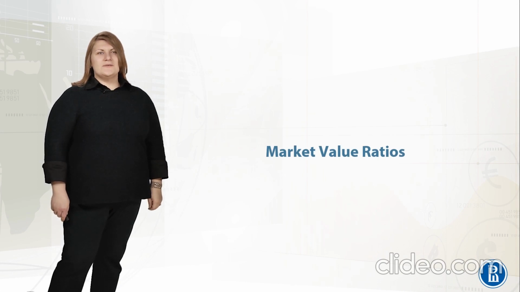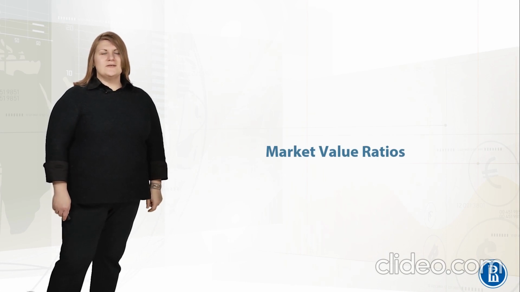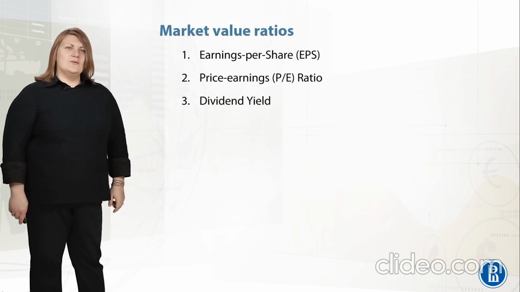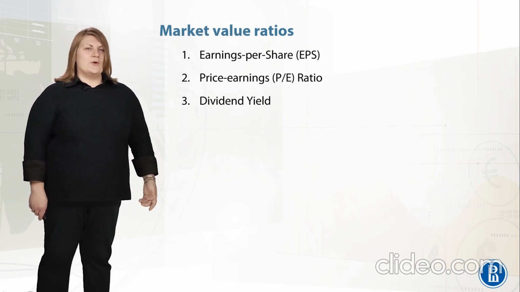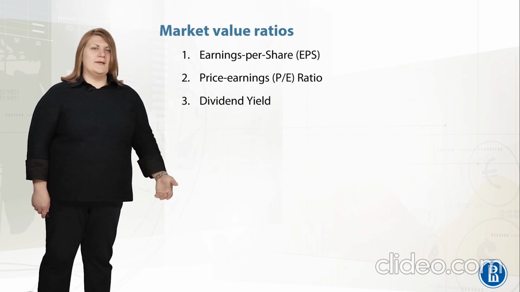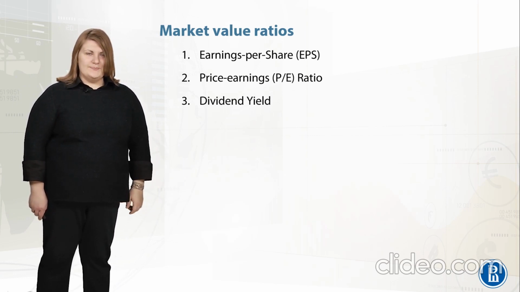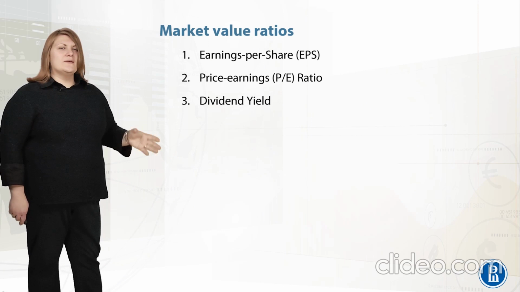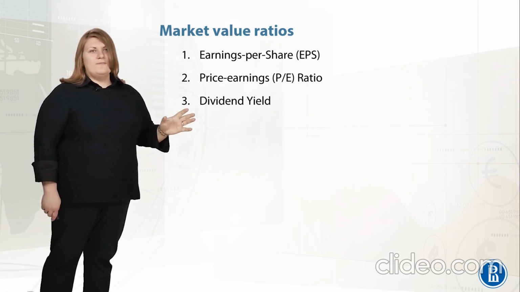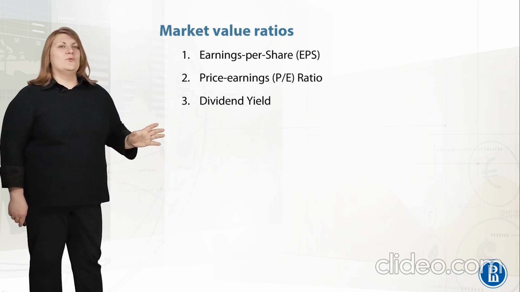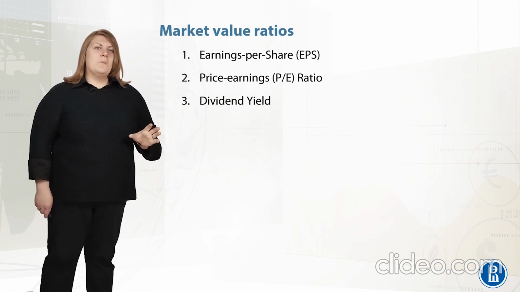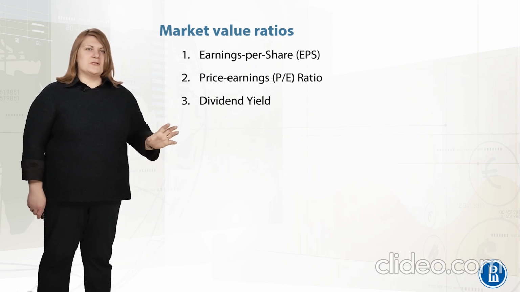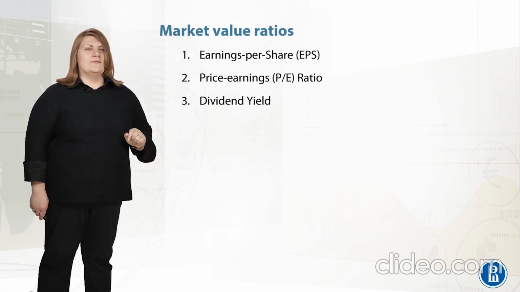Now we will consider the next set of ratios, market value ratios. And this set will usually include earnings per share, EPS, price earnings ratio, or PE, and dividend yield. Well, these ratios are completely different from those which we have considered beforehand, because in these ratios we will use market estimates, not just those which are included in the financial statements.